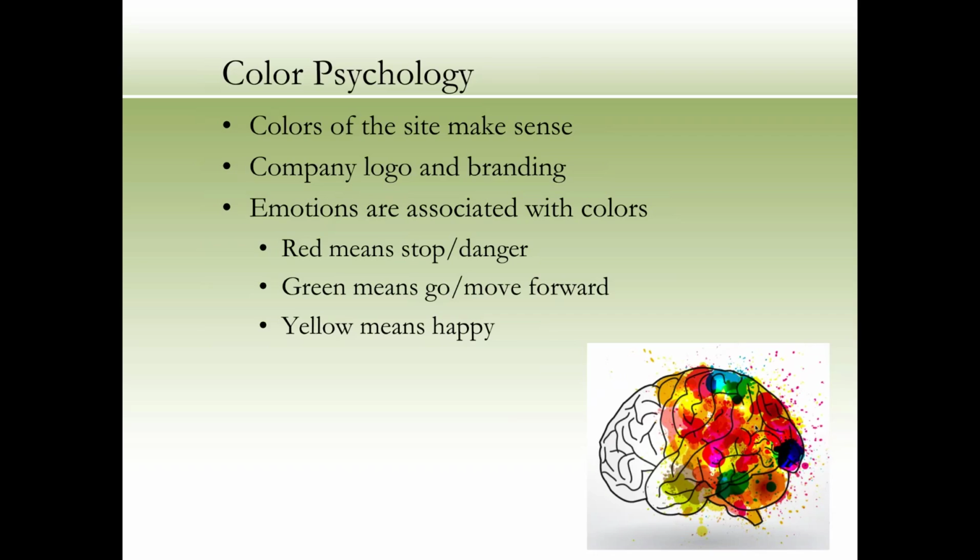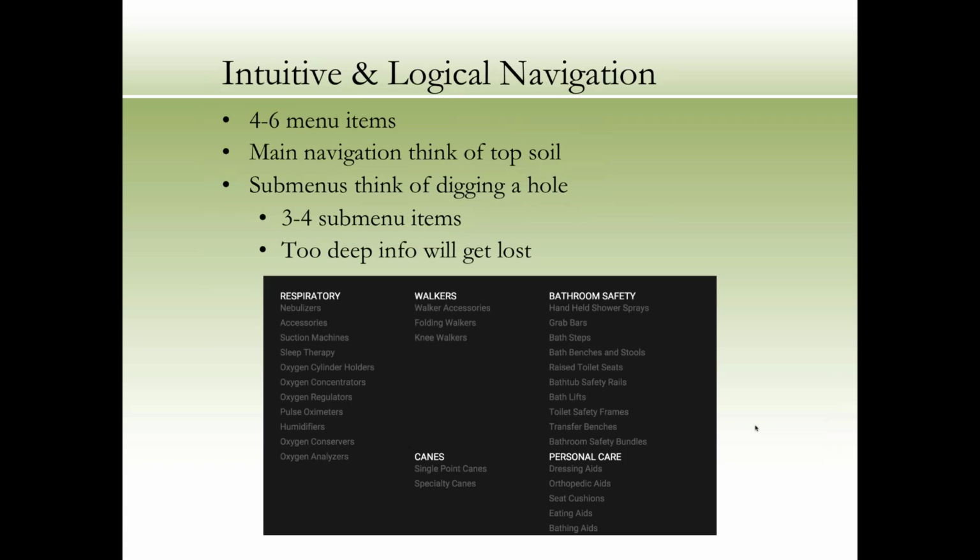Just like with green. Green means move, go forward, and you'll see a lot of call to action buttons on websites. Download now usually is green. It's an action button. We want you to move forward. We want you to get something. And yellow means happy. So different colors mean different things, and you can Google that. Just type in color psychology and you'll see a whole bunch of images that come up and tell you what each color means.